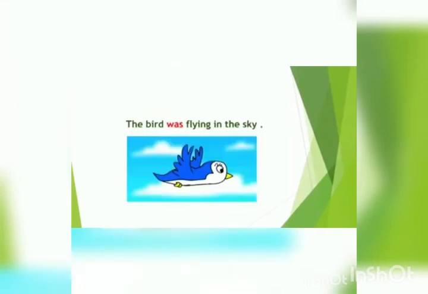The bird was flying in the sky. Now see, the first thing I told you is that if the subject is singular number, then we have to use was. So here we can see very clearly that we are talking about one bird. We can see in the picture also that there is only one bird flying in the sky. So the bird was flying in the sky. In this sentence we are talking about one bird only.